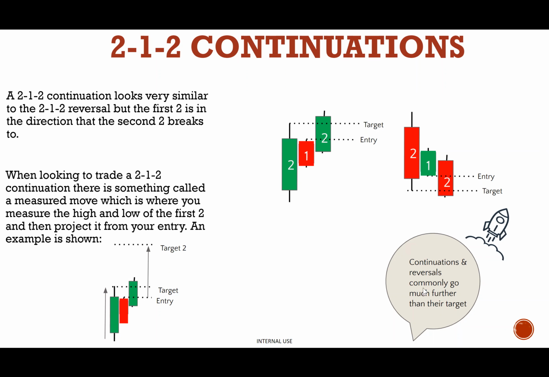Continuations and reversals commonly go much further than their targets, right? And this is why it's showing you the measured move, because we normally take out more. If it's a 3-bar pattern, our entry is found on the second, and we take profits on the third, but it normally always takes out some more targets, right?